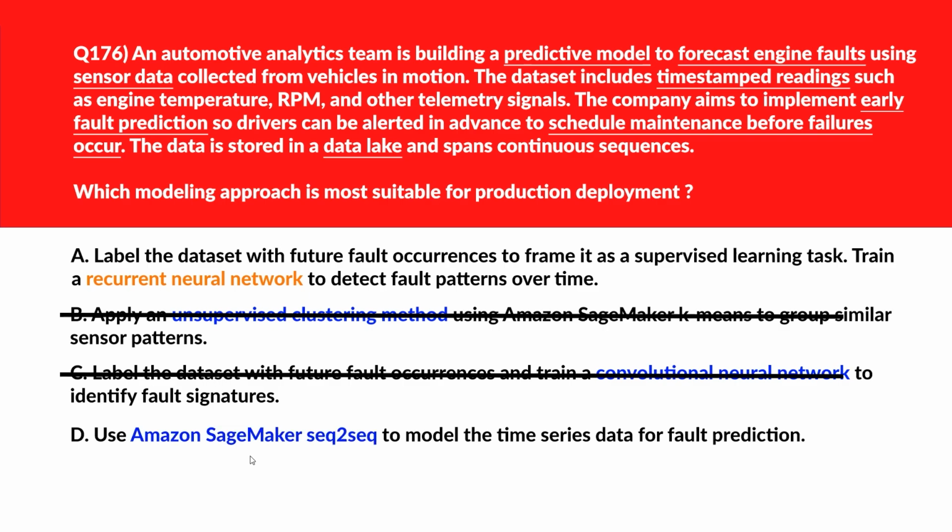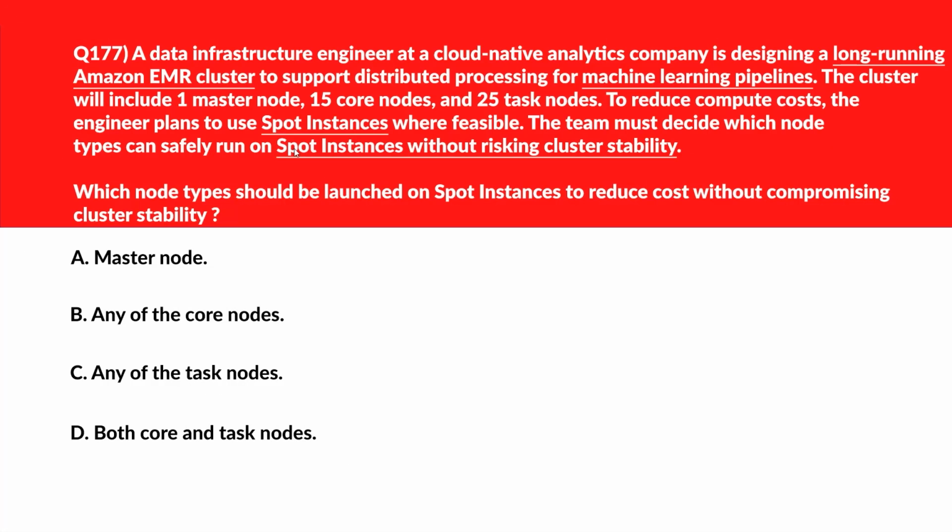D says use Amazon SageMaker sequence to sequence to model the time series data for fault prediction. Sequence to sequence models are designed for sequence to sequence tasks like translation, not fault classification. Wrong answer. We'll lock option A as the correct choice. Alright, now let's look at this question.